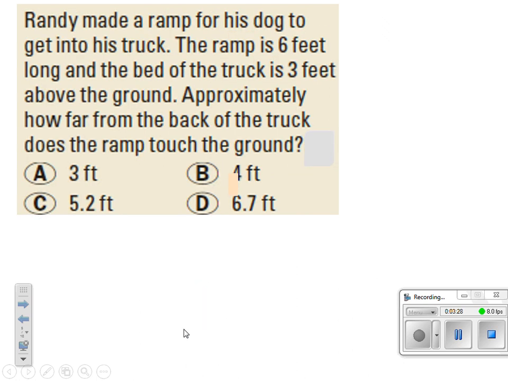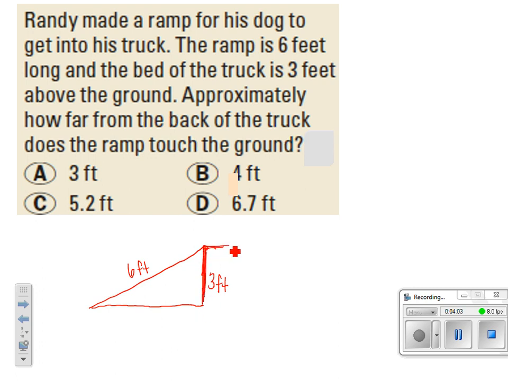All right, so Randy made a ramp for his dog to get into his truck because the dog can't jump anymore. So he made a ramp that's 6 feet long. So the ramp itself is 6 feet long. It touches the top of the truck, and the top of the ramp to the bottom of the ramp is 3 feet above ground. So we have 3 feet here. It says approximately how far from the back of the truck. So this would be the back of the truck here.